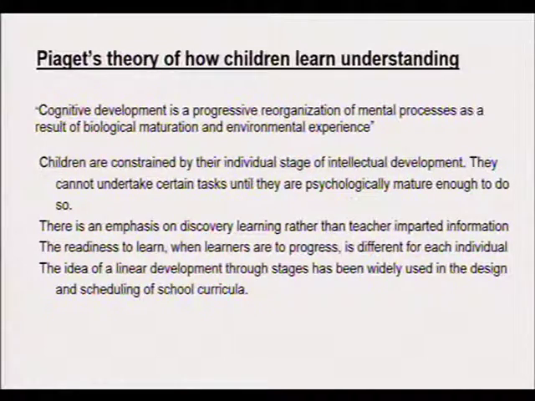Piaget's theory of how children learn and their understanding. He quoted saying, "Cognitive development is a progressive reorganization of mental processes as a result of biological maturation and environmental experience. Children are constrained by their individual stage of intellectual development. They cannot undertake certain tasks until they are psychologically mature enough to do so." So that's why we have certain tasks and certain learning processes happening at a certain stage and phase.